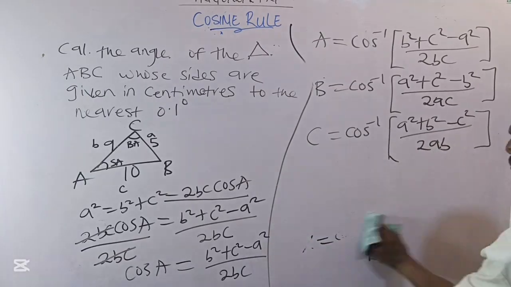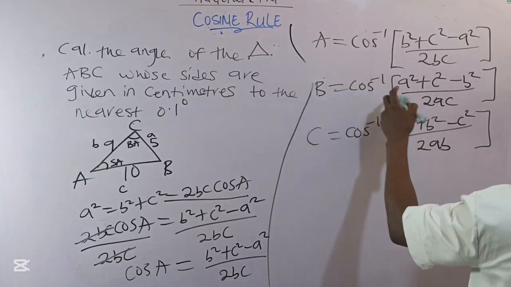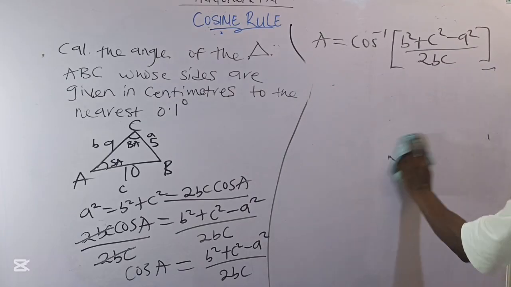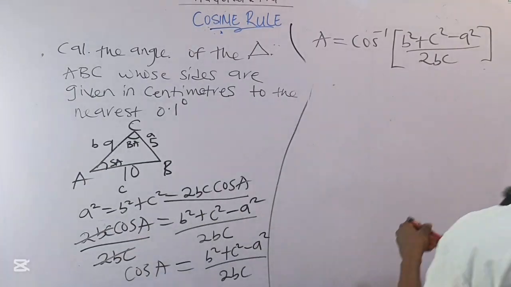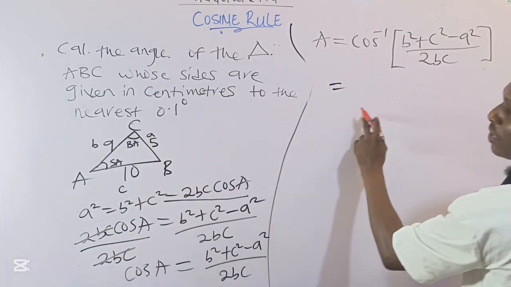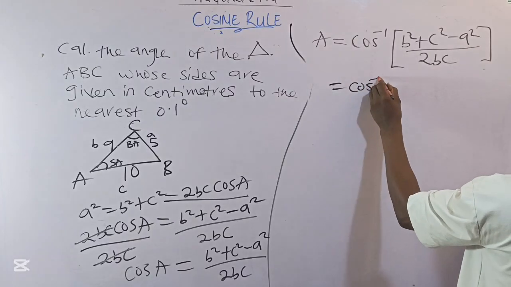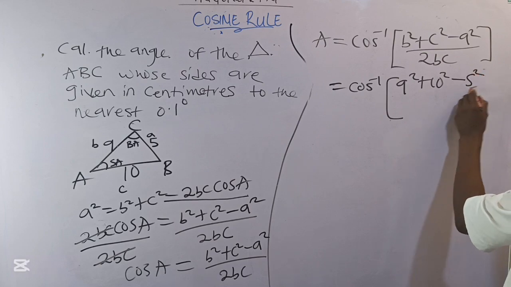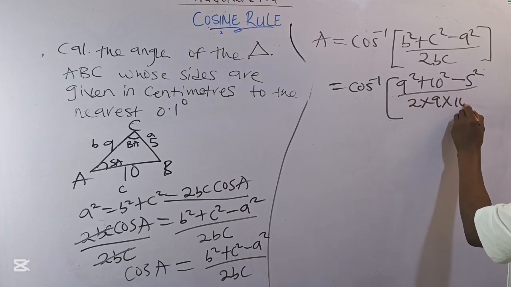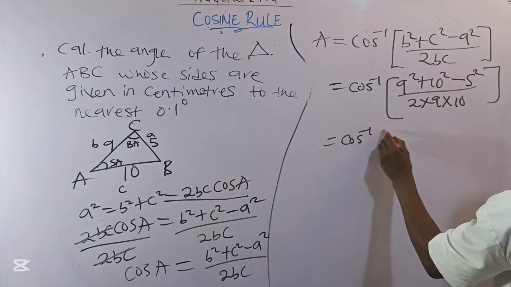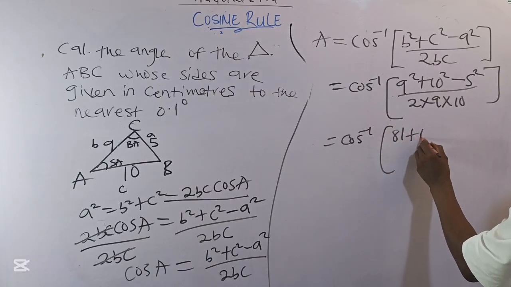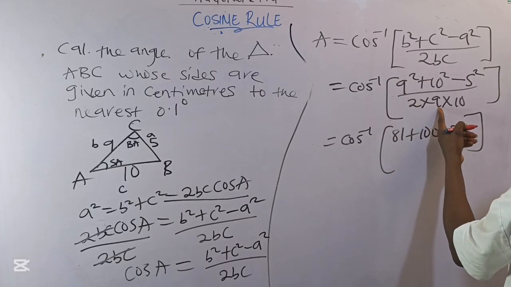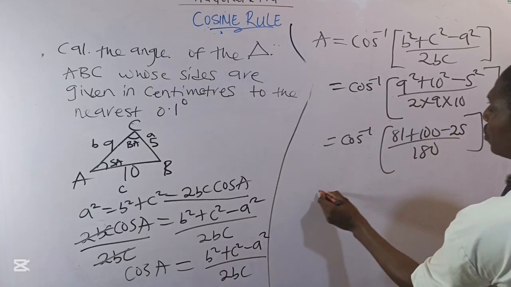So let me come back to my question. I'm using this formula at the top to calculate my A. I can clean this. So what's my B? My B there is 9. So I simply have cos inverse of b, which is 9 square, plus 10 square, minus a, which is 5 square, all over 2 times 9 times 10. And this will give me cos inverse of 9 times 9 is 81, plus 10 square, 100, minus 5 square, which is 25. And 2 times 9 is 18, 18 times 10 is 180.